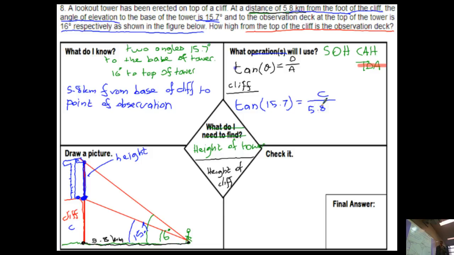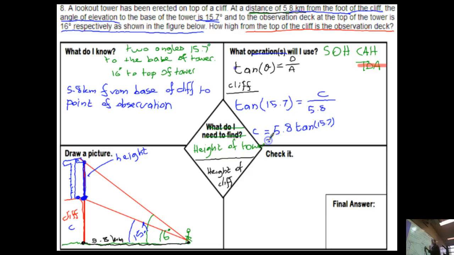Okay, so how do I rearrange this rule to work out the height of my cliff, C? Yes? 5.8 divided by 10. Almost. Oh, I mean, you're very close. Times. When I've got the height of the cliff up here in the numerator, then if I multiply by 5.8 to the other side, that will give me the height of a cliff.